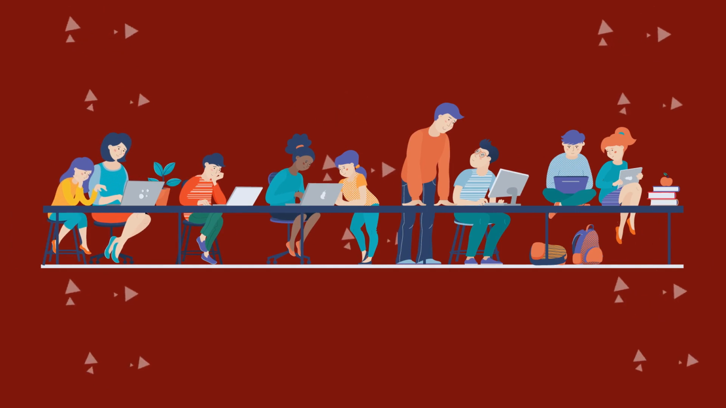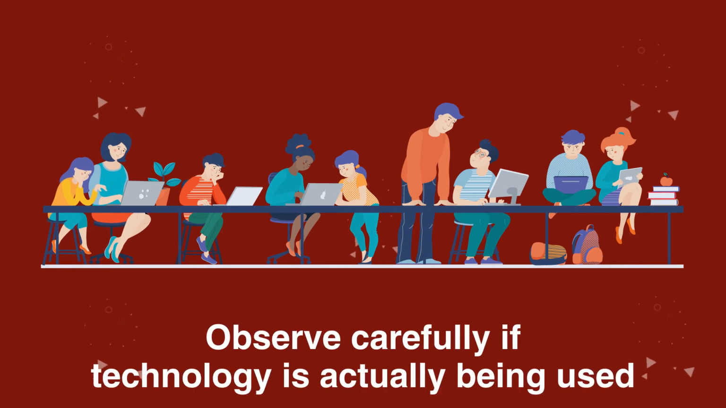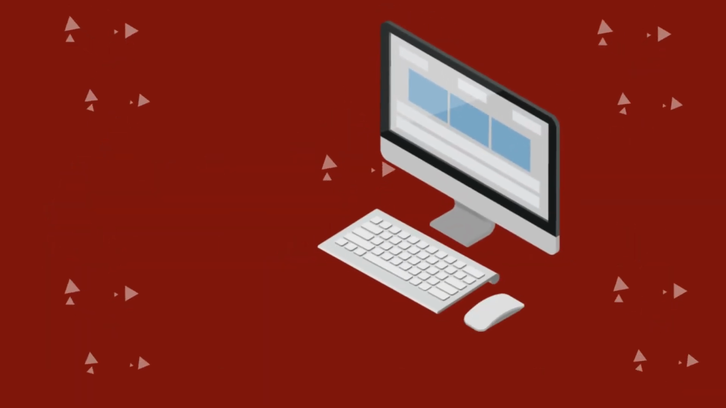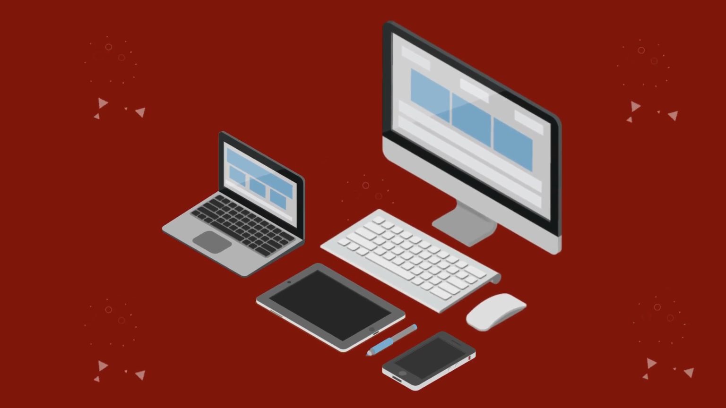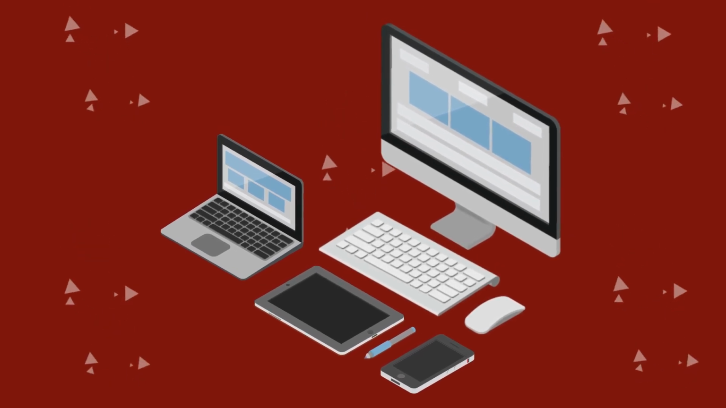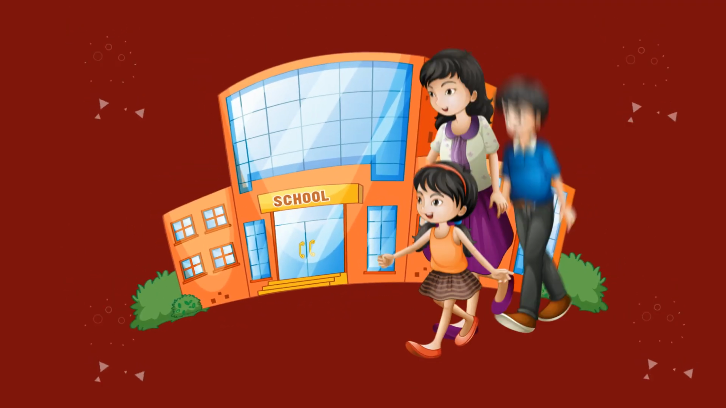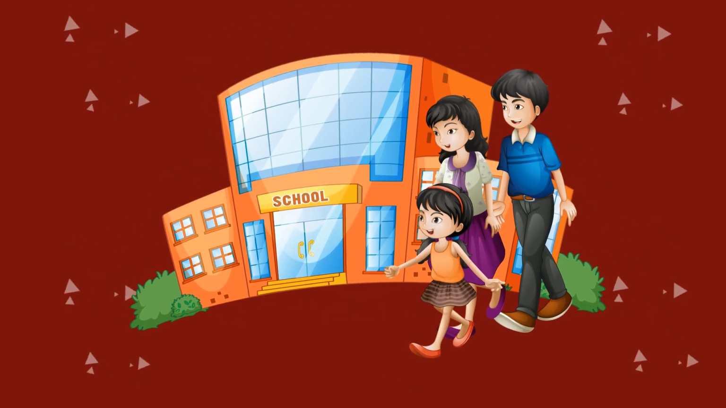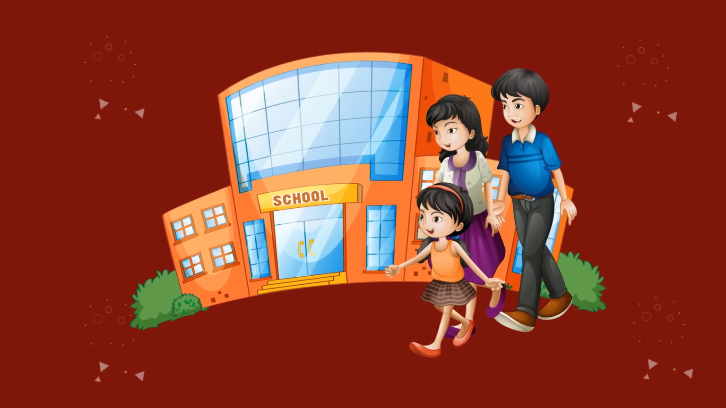On your tour of the school, observe carefully if technology is actually being used. Are the investments, such as PCs, displays, iPads, etc., actually on and being used, or are they switched off, disconnected, lying in a corner? If you were a prospective student or parent visiting the school, what would be the impression they would get from a snapshot of that nature?